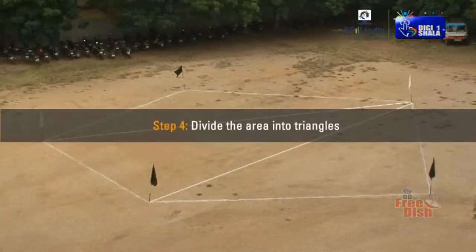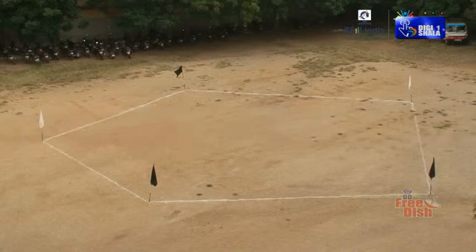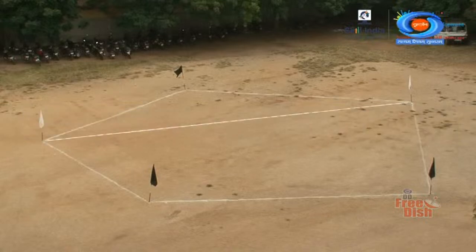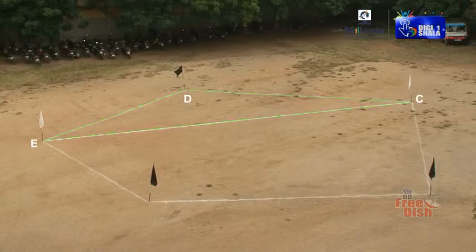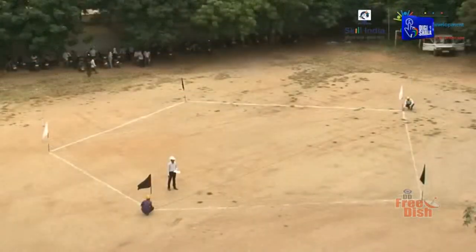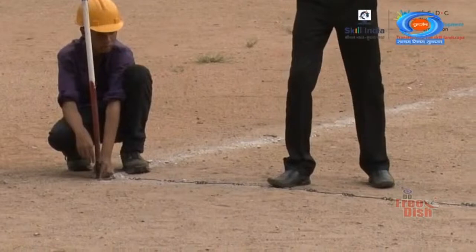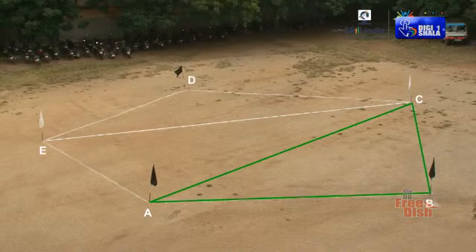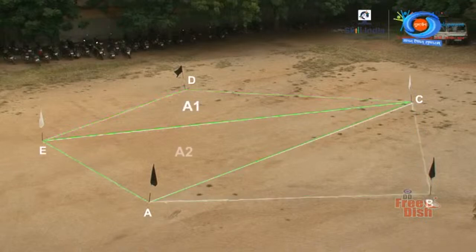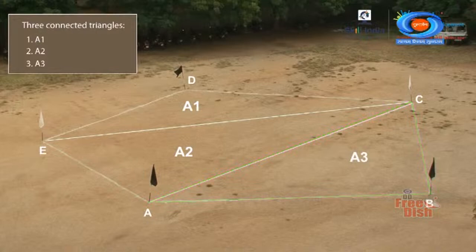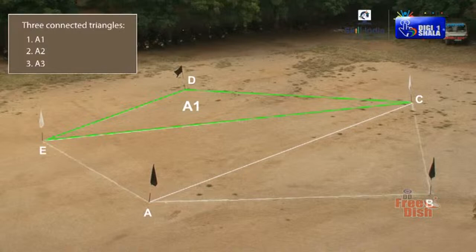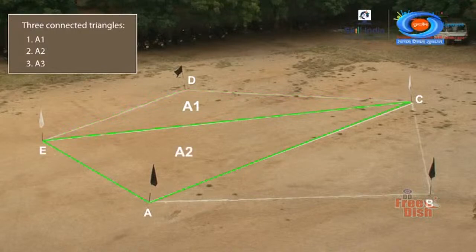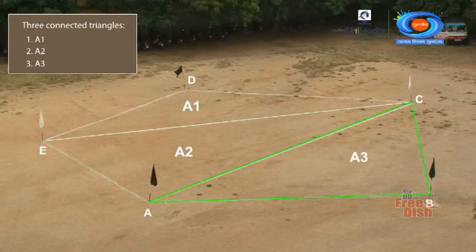Divide the area into triangles. Note that with the baseline, one triangle EDC is already formed. Using the chain, if you join the points A and C, you will get two more connected triangles, CAE and CAB. Look, this framework now gives three connected triangles. One is A1 connecting EDC, the second is A2 connecting CAE, and the third is A3 connecting CAB.